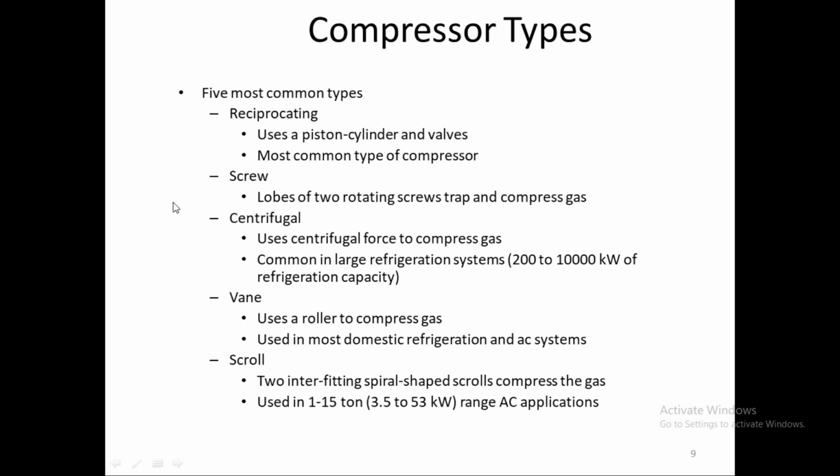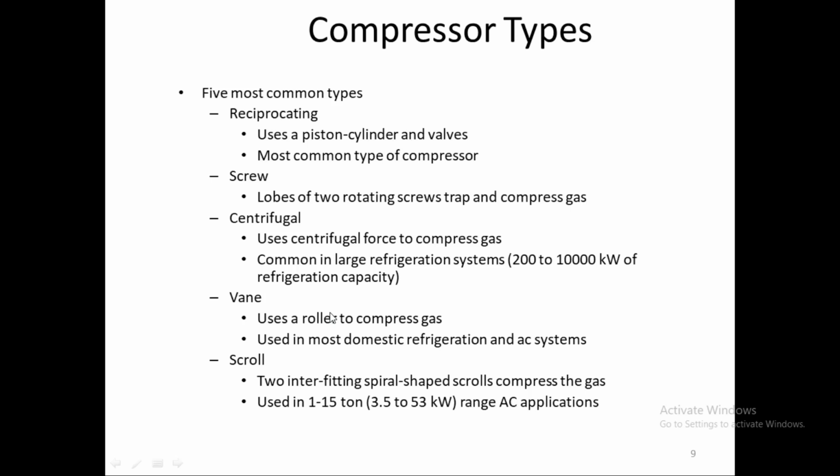Screw type, lobes of two rotating screws trap and compress gas. Centrifugal uses centrifugal force to compress gas. Common in large refrigeration systems, 200 to 10,000 kilowatt of refrigeration capacity.